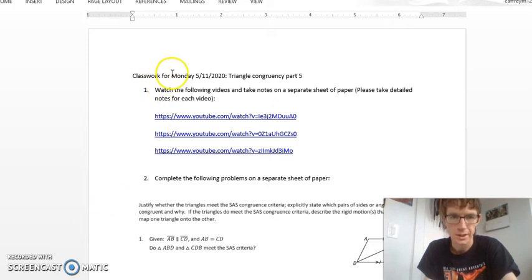Hey everyone, so today I'm going to be covering the classwork for May 11th. We're doing more triangle congruency, so we're going to do more triangle congruency throughout the week.